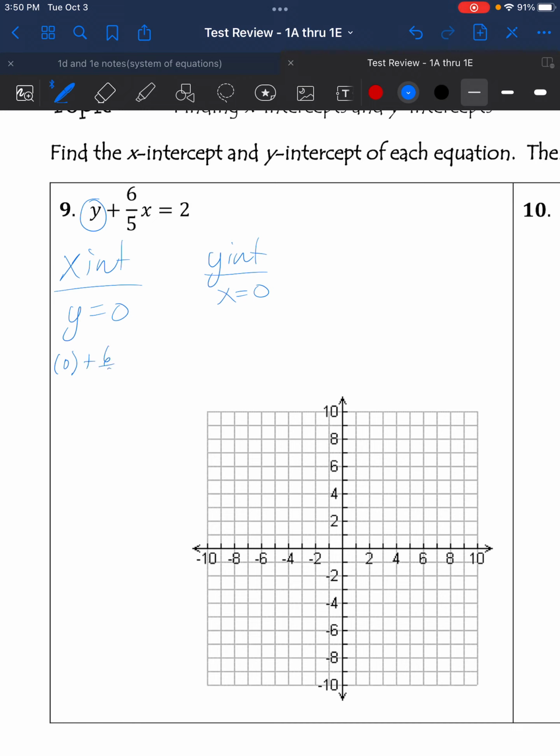And plus 6/5 x equals 2. Well, 0 plus 6/5 x is 6/5 x. And then 6/5 to multiply by the reciprocal, it's 5/6. So 5 times 6 is 30. 6 times 5 is 30. 30 divided by 30 is 1. And then 1 times x is x.